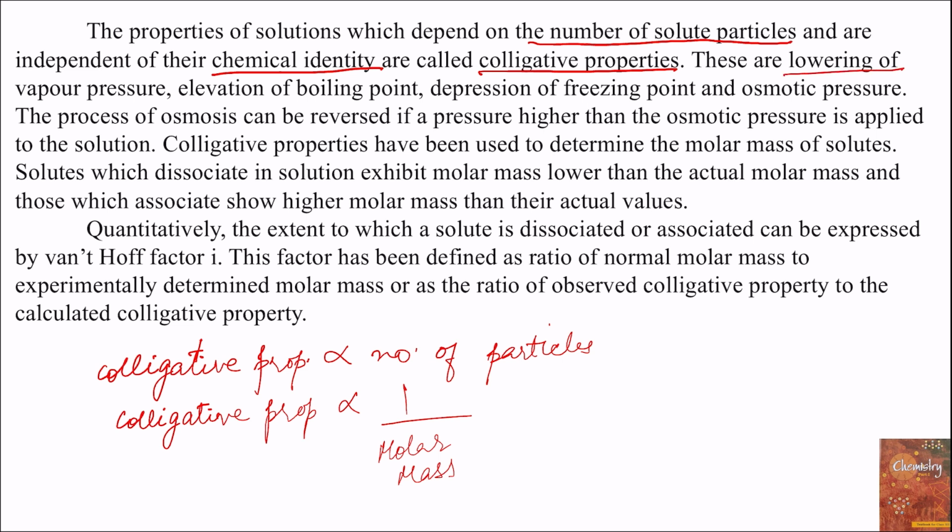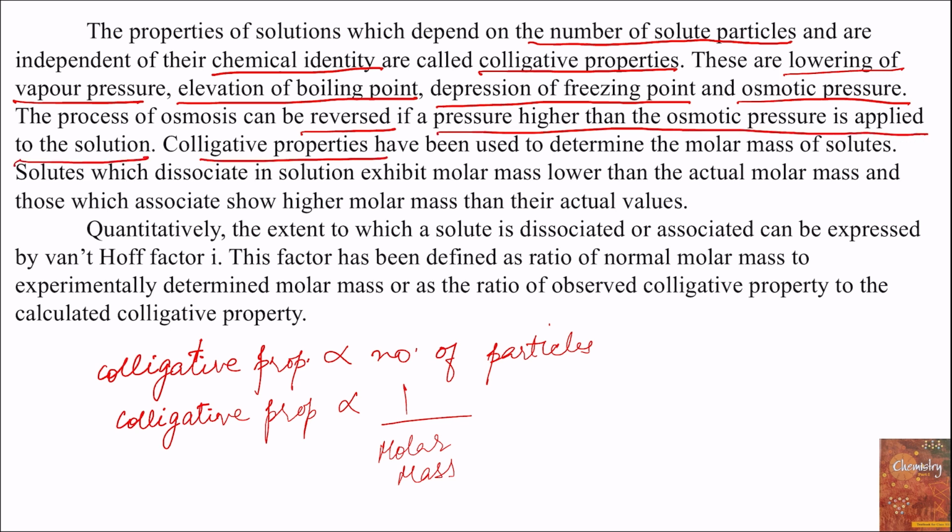First, lowering of vapor pressure. Second, elevation of boiling point. Third, depression of freezing point. And fourth, osmotic pressure. The process of osmosis can be reversed if a pressure higher than the osmotic pressure is applied to the solution. Colligative properties have been used to determine molar mass of solutes.